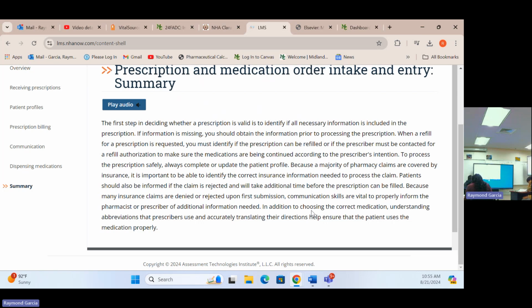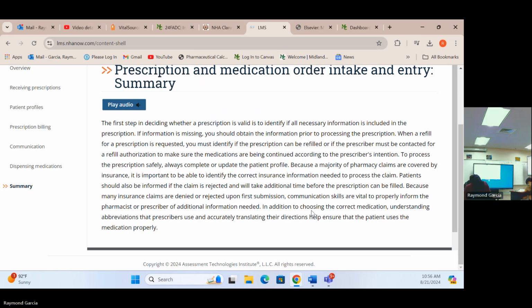When a refill for a prescription is requested, you must identify whether the prescription can be refilled. The prescriber must be contacted for a refill authorization to make sure the medications are being continued according to the prescriber's intention. Again, you don't want to stop antibiotics just because you're feeling better. You want to finish them, because that bacterial or viral infection can come back on you if you did not finish all your antibiotics. To process the prescription safely, always complete or update the patient profile.